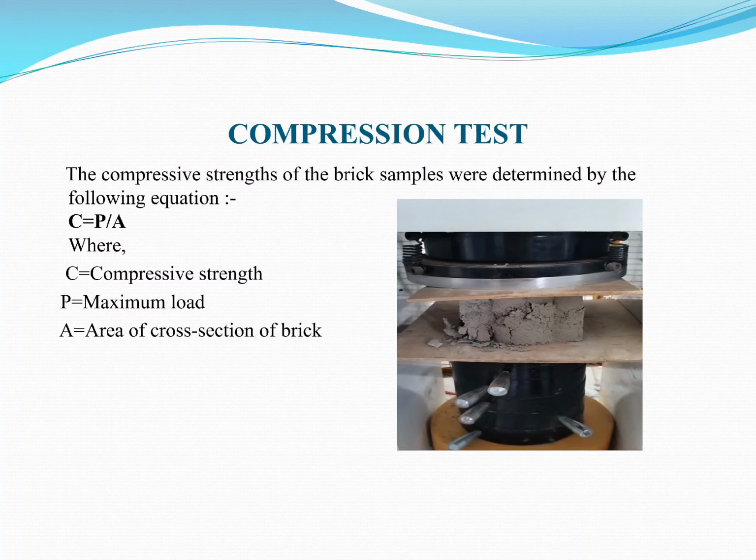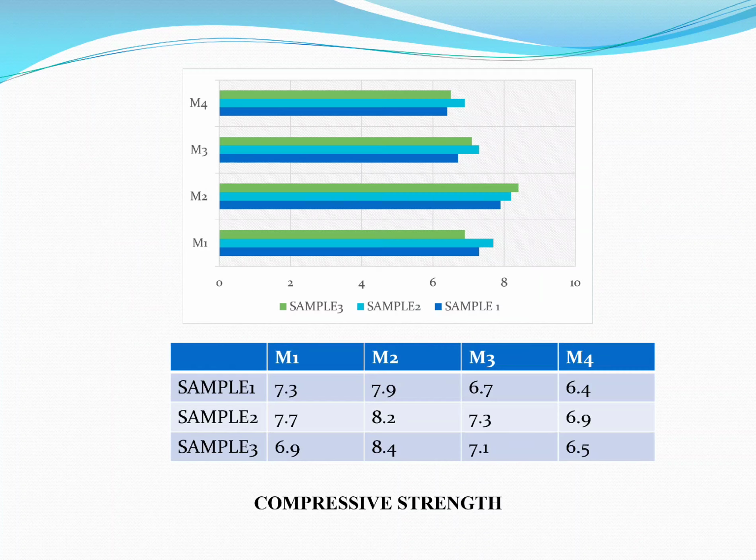Comparison test. The comparative strength of the brick samples was determined by the following equation: C equals P upon A, where C is compressive strength, P is maximum load, and A is area of cross section of the brick. The figure of the compressive test is shown here. This is graphical data of compressive strength.